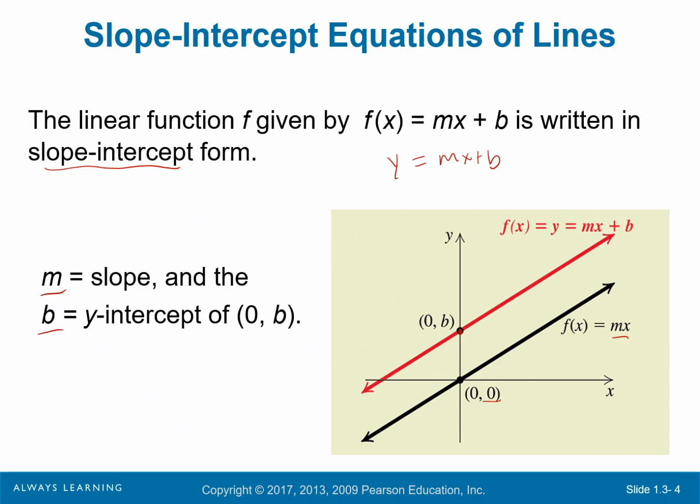Now, m is the slope. The slope of a line is the steepness. We'll get into a few more details of that in the next slide. But m gives us how much we're vertically pointing upwards or downwards in the steepness of our line.